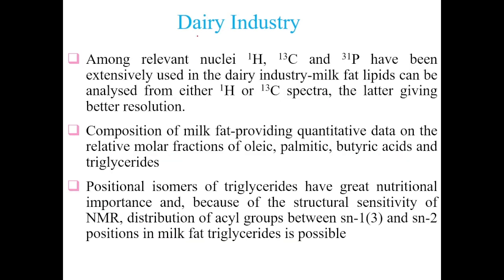Now coming to application in dairy industry. First of all, we know that among the nuclei, H1, C13 and P31, these three nuclei are mostly used in dairy industry because the components of milk contain these nuclei. So these three are mostly used in dairy industry.